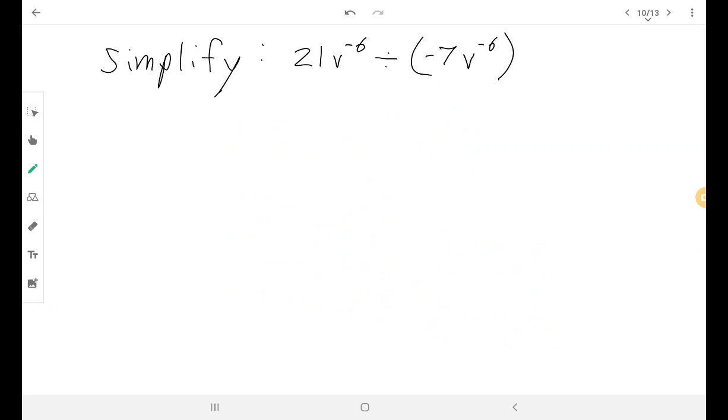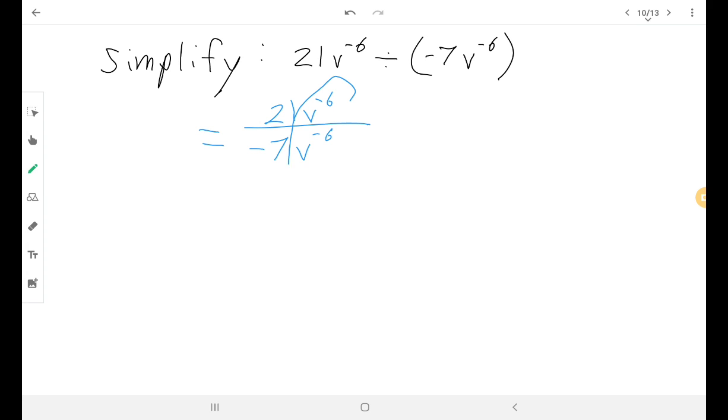So let's do that again, except now we're going to start with division. So here's what I would say. Always rewrite it as a fraction, and then look at it again, because as a fraction you might be able to see some stuff with it, okay? So let's write this as 21 v to the negative 6th over negative 7v to the negative 6th. Now, the reason I like looking at it this way is because when you look at fractions, if you've got a thing over itself, then you're good, right? You can just cancel them.